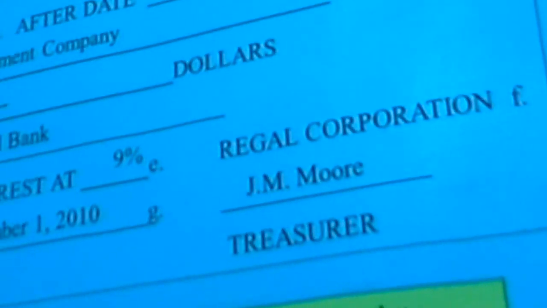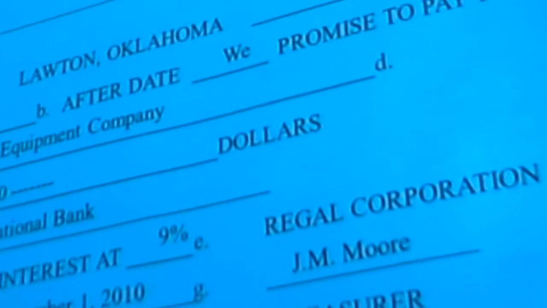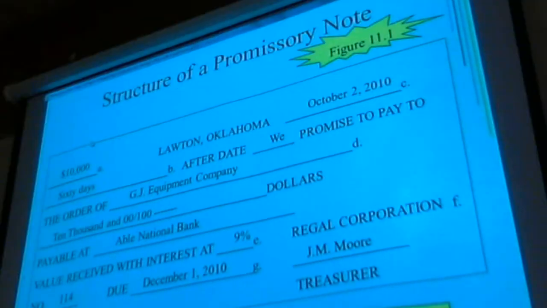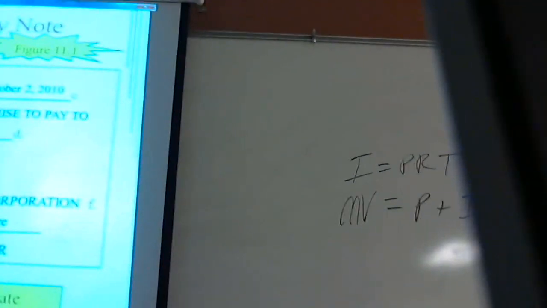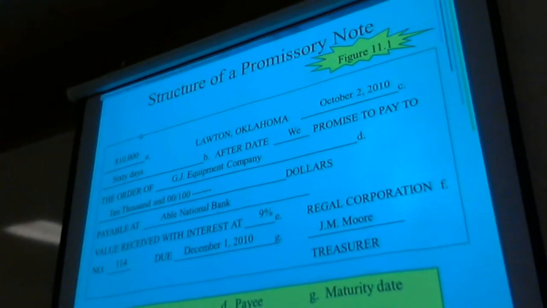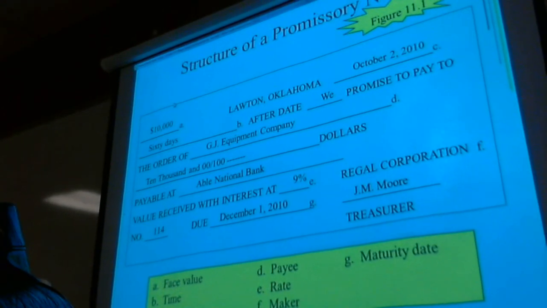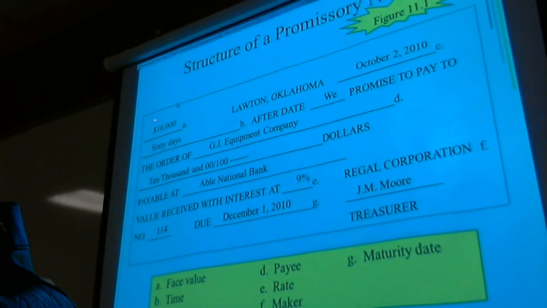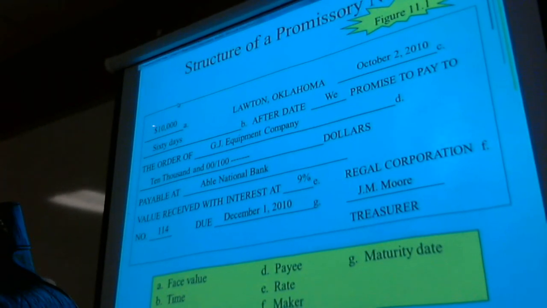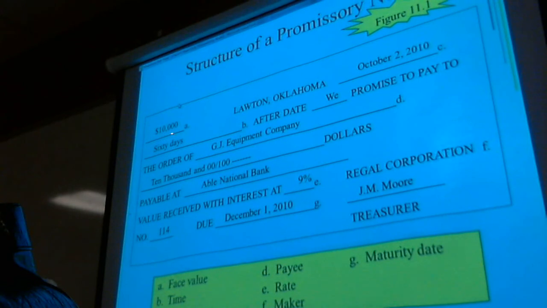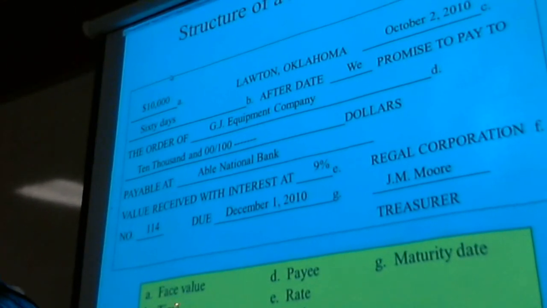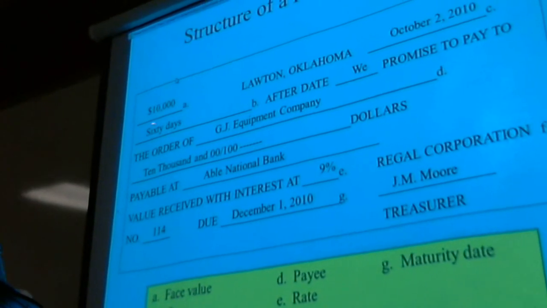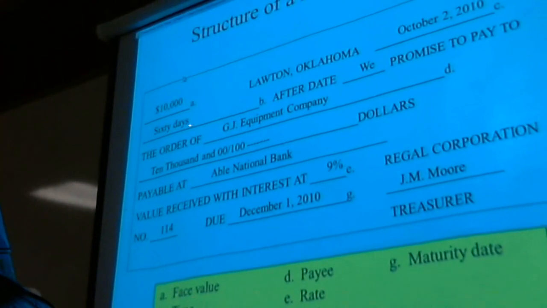And they even lettered them. You can see down here in the key, they've given a letter to each part where you can match it up. So the amount, or the face value, you can think of it as the principal. The face value is $10,000. This is how much is being borrowed. Okay? And let's go through it part by part. B is the time. It's being borrowed for 60 days.